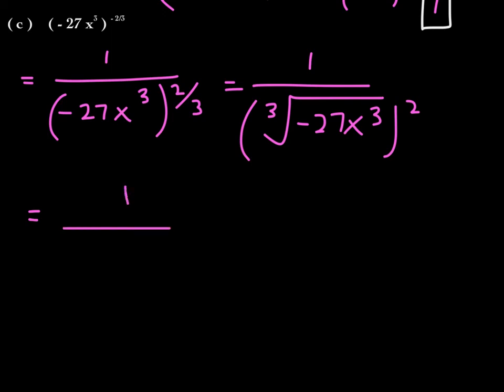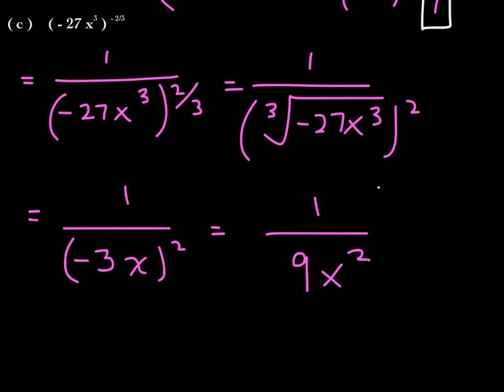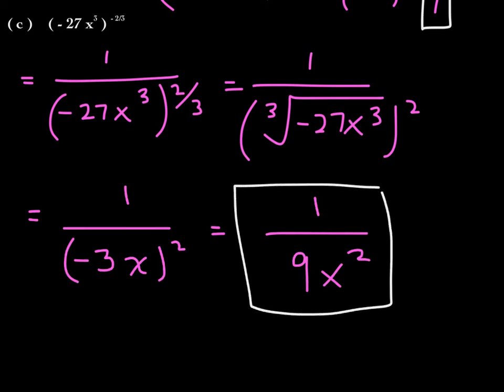Now the cube root of negative 27 is negative 3. The cube root of x cubed is x. But again, don't forget you have to square this. So your final answer is positive 1 over 9x squared. Okay, that is a 2 right there. All right. I think that made it worse. All right. There we go. So this is your final simplification of that answer.